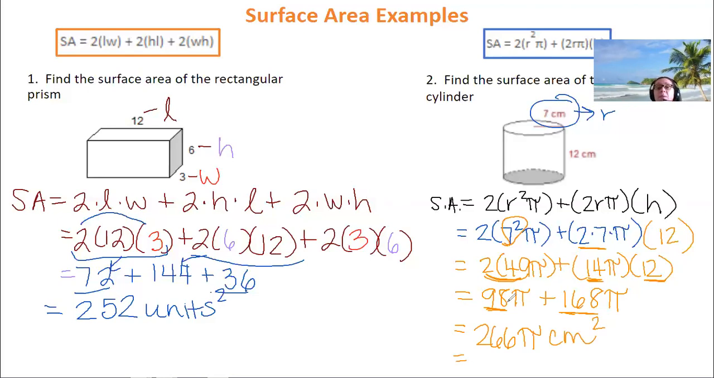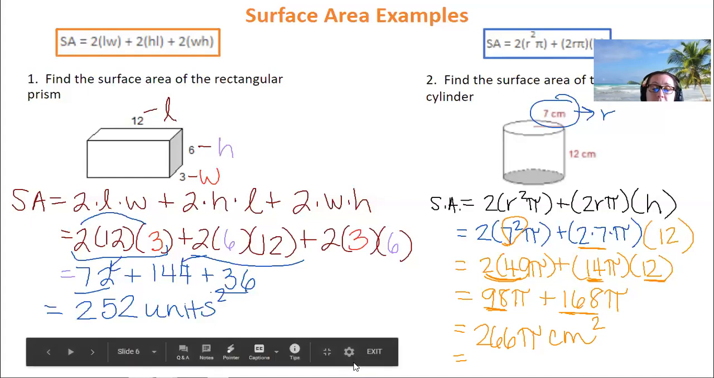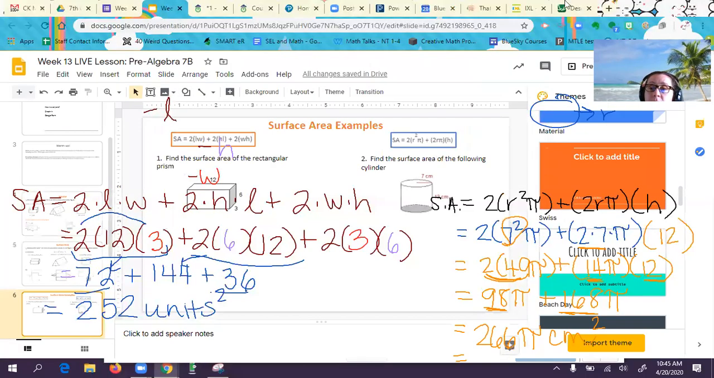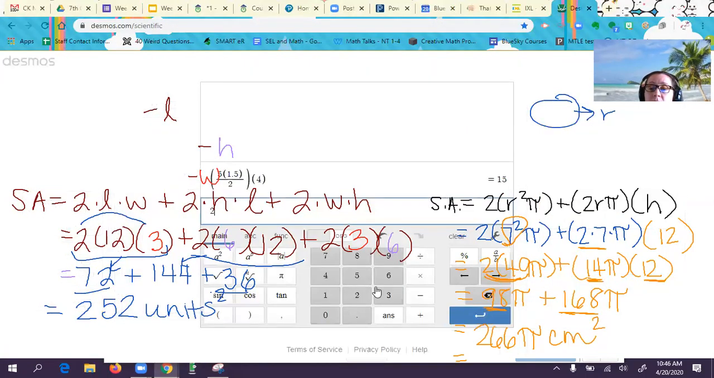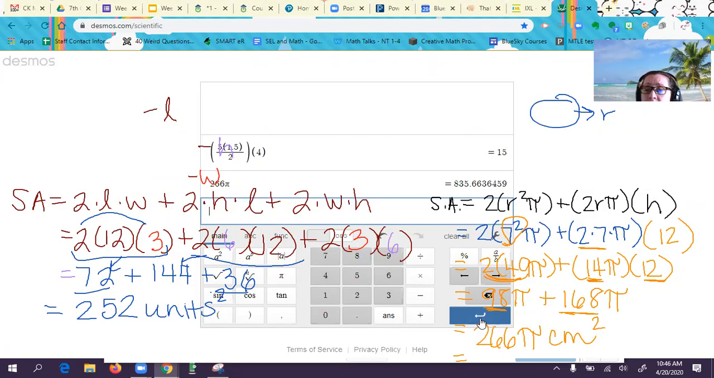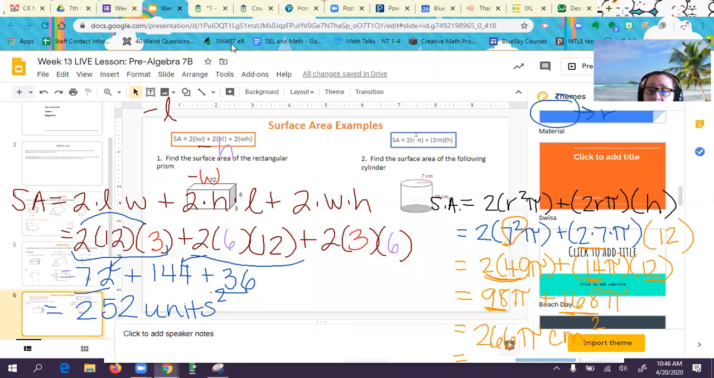And then if we wanted an exact answer, yes, sir, that's right. If we wanted a decimal answer, we would go to Desmos and type in 266 pi. And that gives us 835.66.